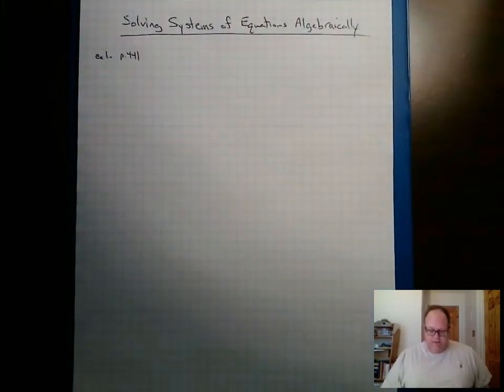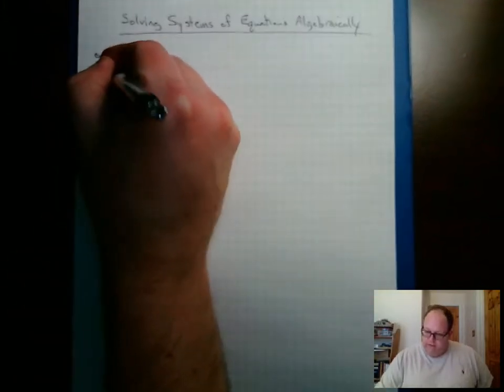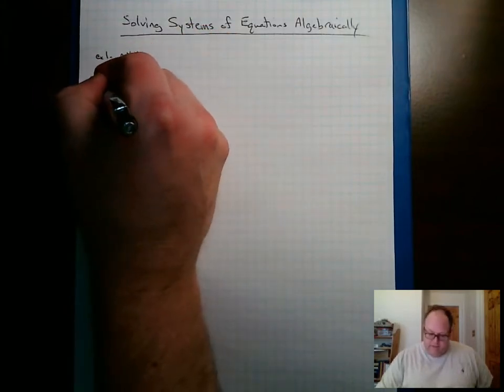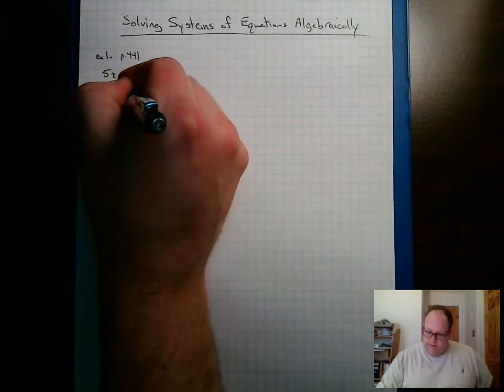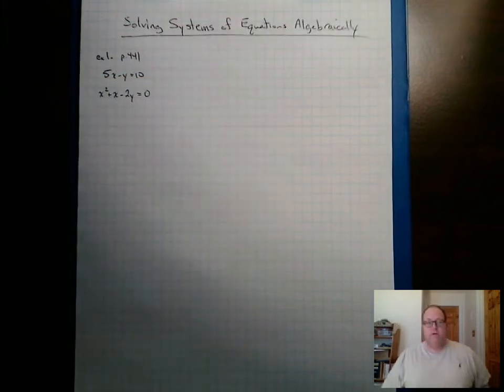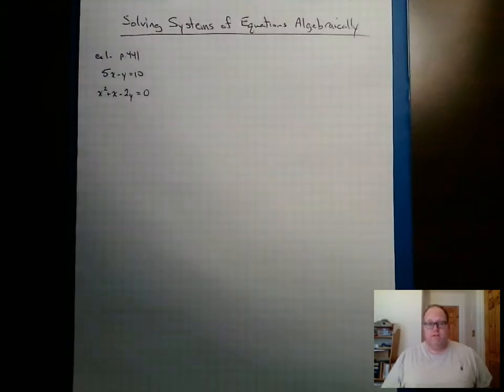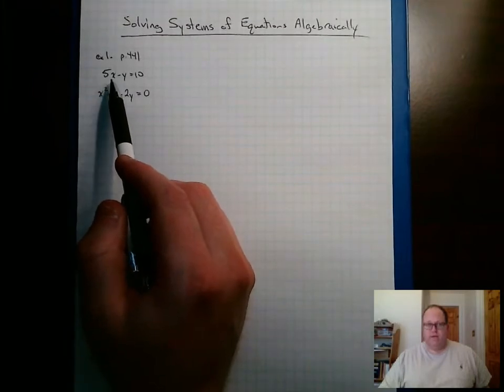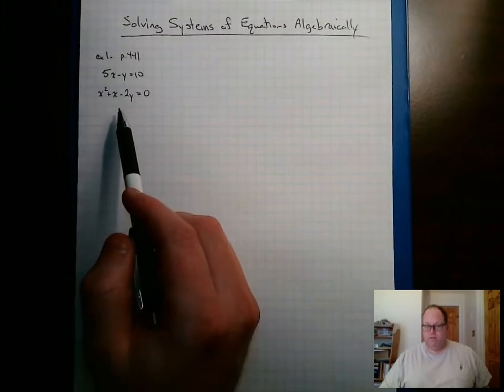In this case, we've got a linear quadratic system of equations given as 5x minus y equals 10 and x squared plus x minus 2y equals 0. And we'll talk about two different methods of solving these algebraically. The first, and one I tend to use a little bit less, is substitution. In substitution, your goal is to isolate one of your variables, either the x or the y, and then use that to substitute into the other expression.